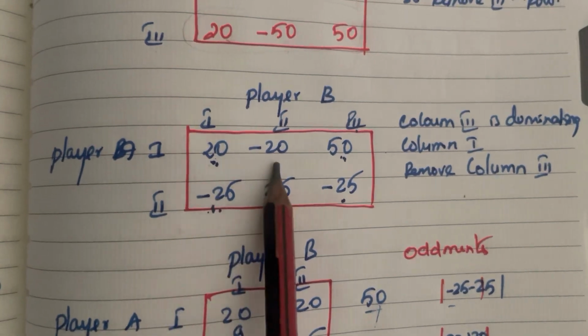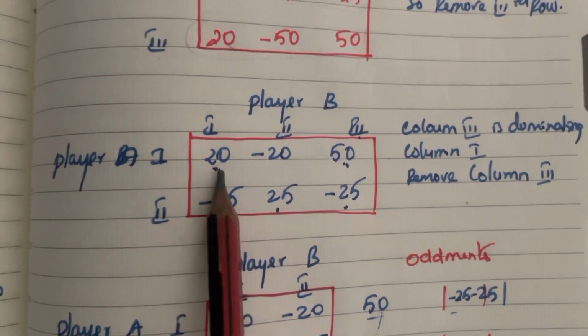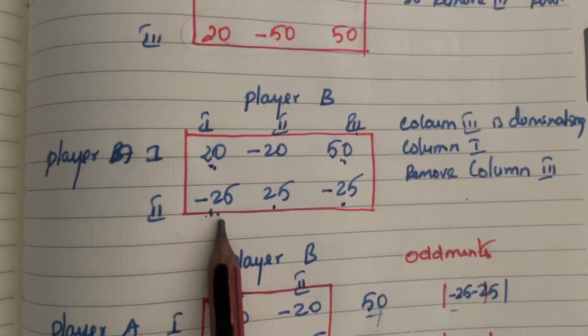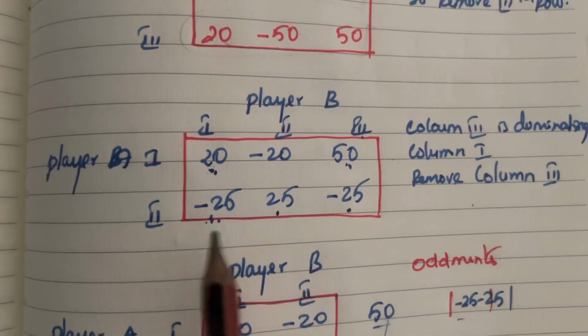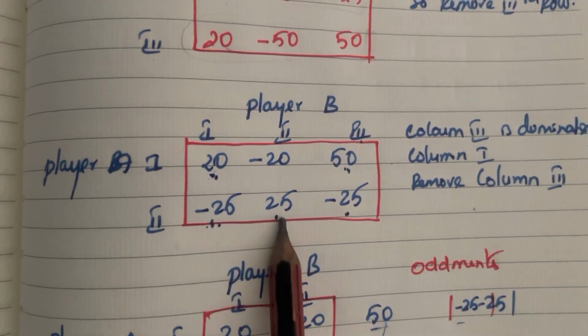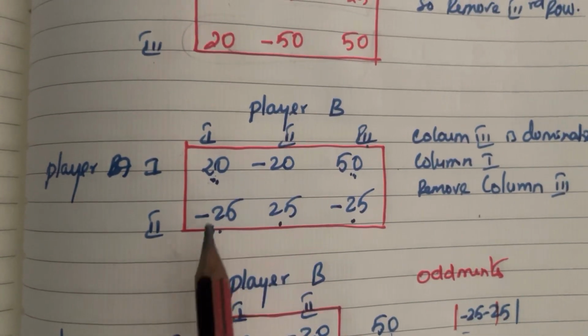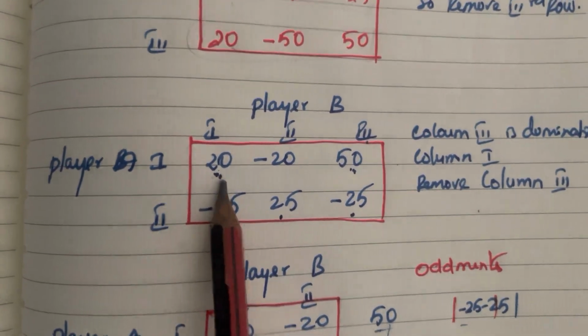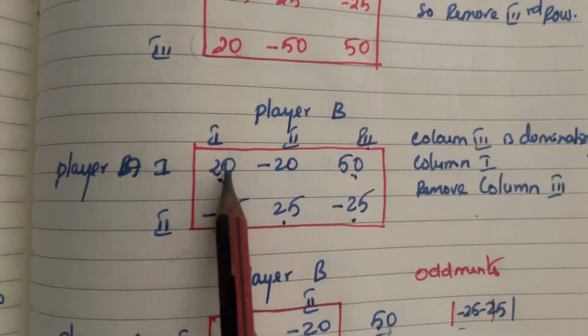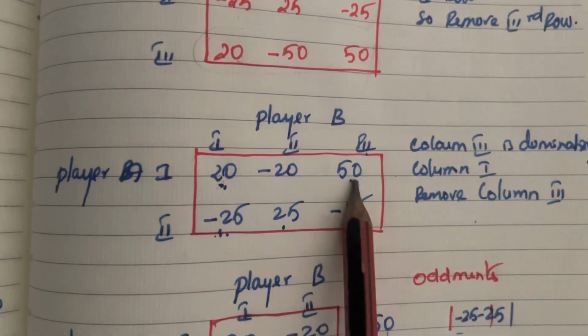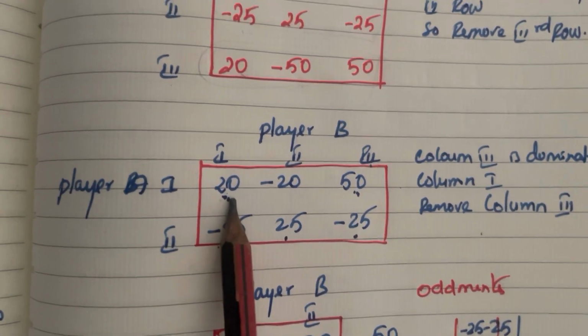So 20 is dominating minus 20, yes, because 20 is the biggest number. The next one is minus 25 and 25. So minus 20 is the lesser number, so it is not dominating. Okay, vice versa also not dominating. So now let us check 20 and 50. So 20 is not dominating, but 50 is dominating 20.